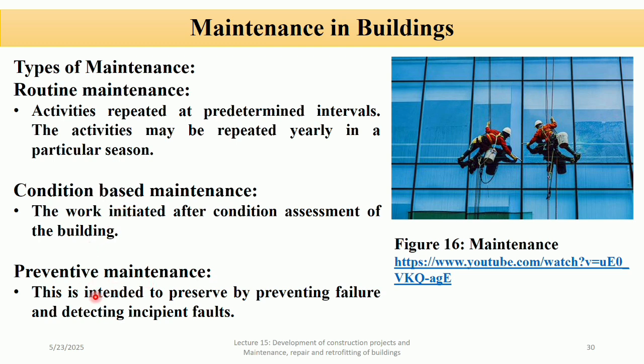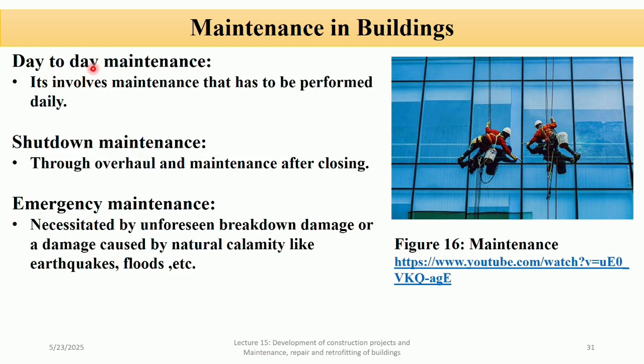Preventive maintenance. This is intended to preserve by preventing failure and detecting problems. We do this to reduce the risk of breakdowns and prolong the service life of materials and systems. For example, waterproofing a roof before the rainy season, applying anti-termite treatment before signs of infestation, and regularly checking the electrical system to prevent short circuits.